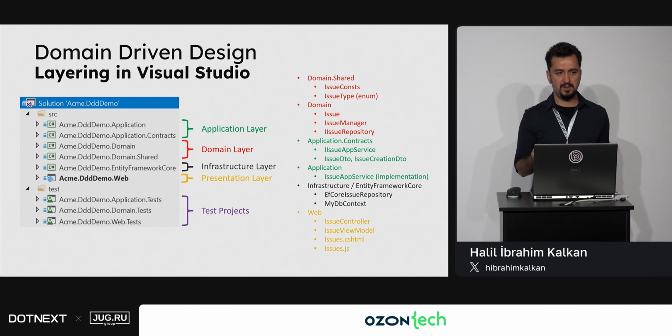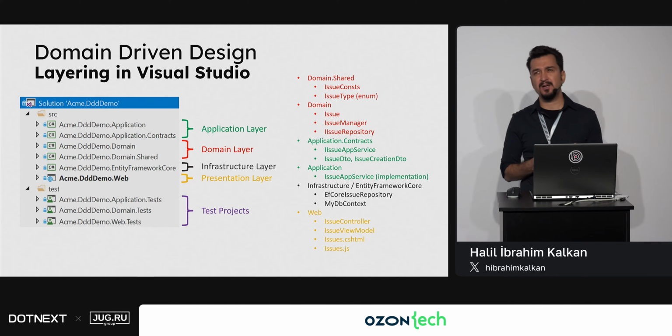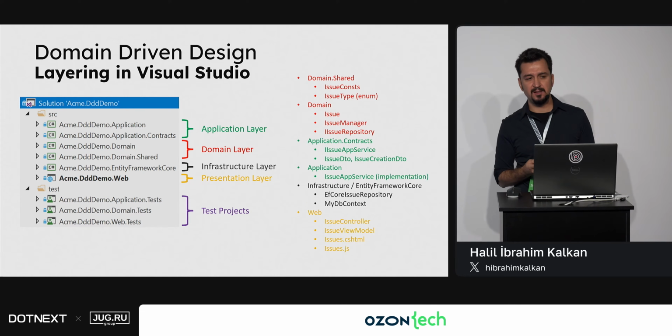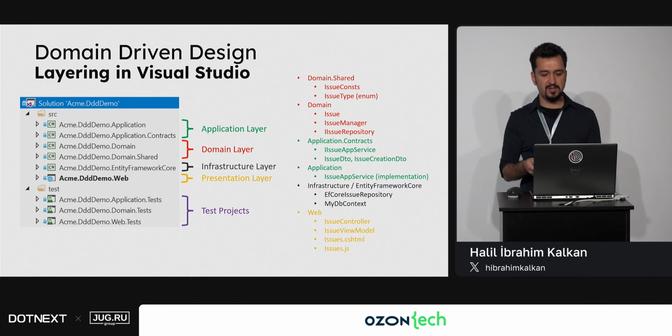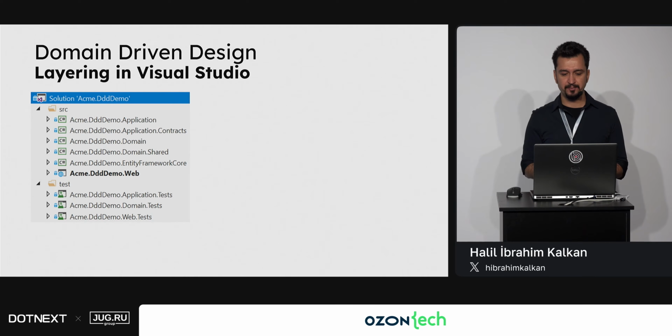ABP framework is an open source application framework for .NET. Its main architectures are multi-tenancy, domain-driven design, microservices, and modularity. So we are making some suggestions as best practices to developers.